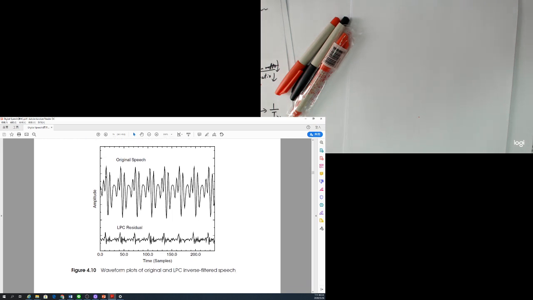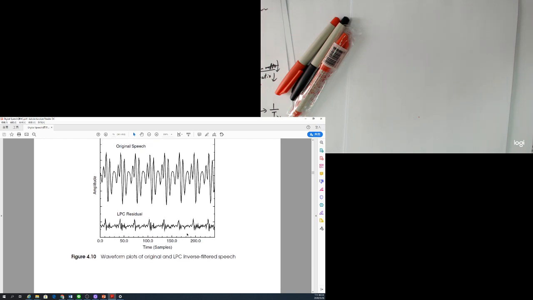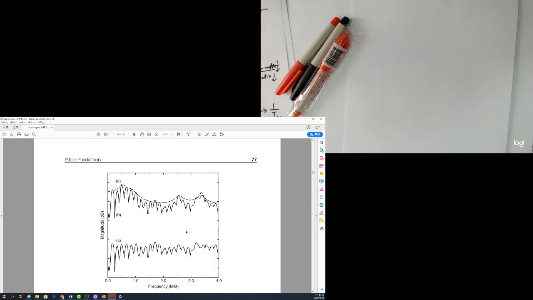So if we take the original signal and remove the LPC signal, it becomes the LPC residual. If we remove it, you can see we still have some pitch signal over there. So later on, we are trying to model the pitch.